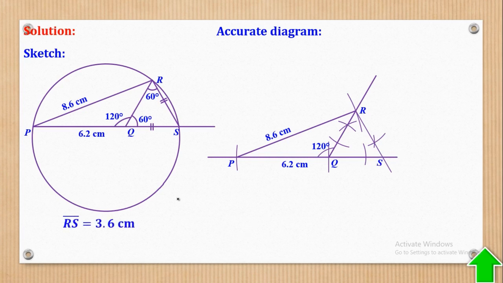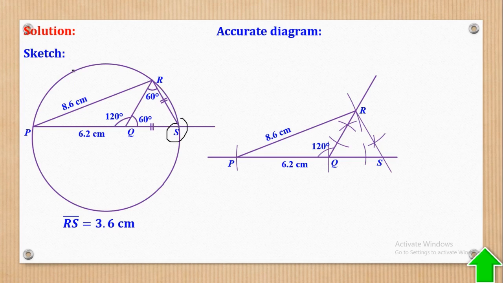So I'll come here, they told us to measure off RS. So when I measure off this length from here up to this point, it will be 3.6 centimeters. So I will give an allowance of plus or minus 0.1. So now we are done with part B of drawing, of locating point S and measuring distance RS.